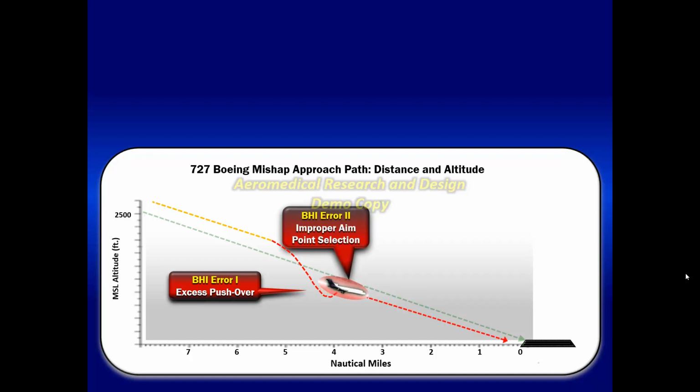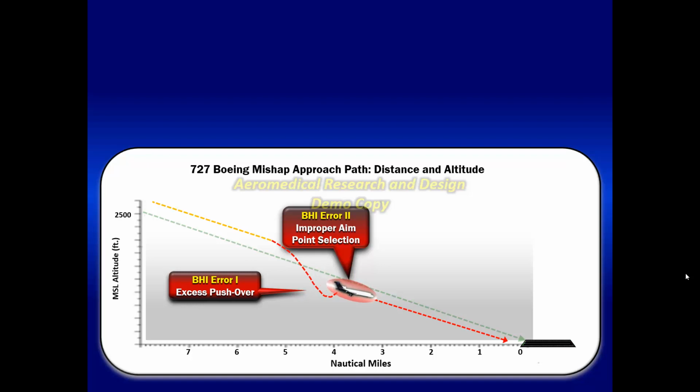After committing these two sequential errors 4 nautical miles from the airfield, they were still technically within the 3-degree runway glide slope limits. However, the pilot's improper aim point selection inadvertently placed the aircraft on an approach path to the ground over a half nautical mile short of the runway threshold.